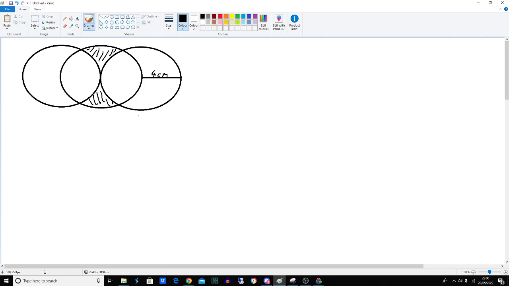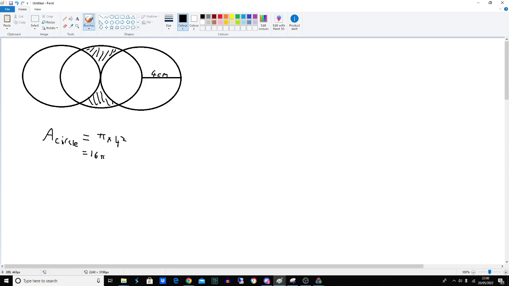Okay, so what's the first obvious thing we're gonna do? We're gonna work out what the area of this circle is. So I'm gonna say area of circle is equal to pi times 4 squared, which is equal to 16 pi, right?